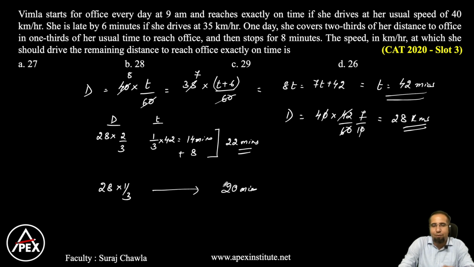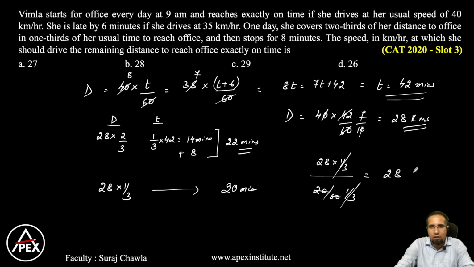And we need the speed, and we know that speed is distance by time. So this is 28 into 1 by 3 divided by 20 minutes. If I convert in the hours format, that becomes divided by 60, which is again 1 by 3. So 1 by 3 and 1 by 3 will get cancelled. That means she has to travel at 28 kilometers an hour to ensure that she's covering the distance on time, and therefore our answer here becomes option B.